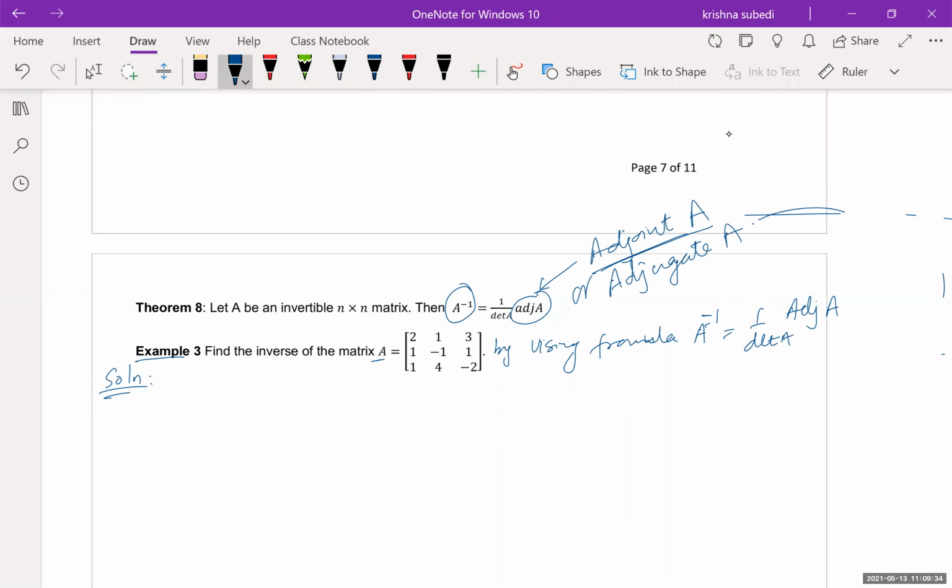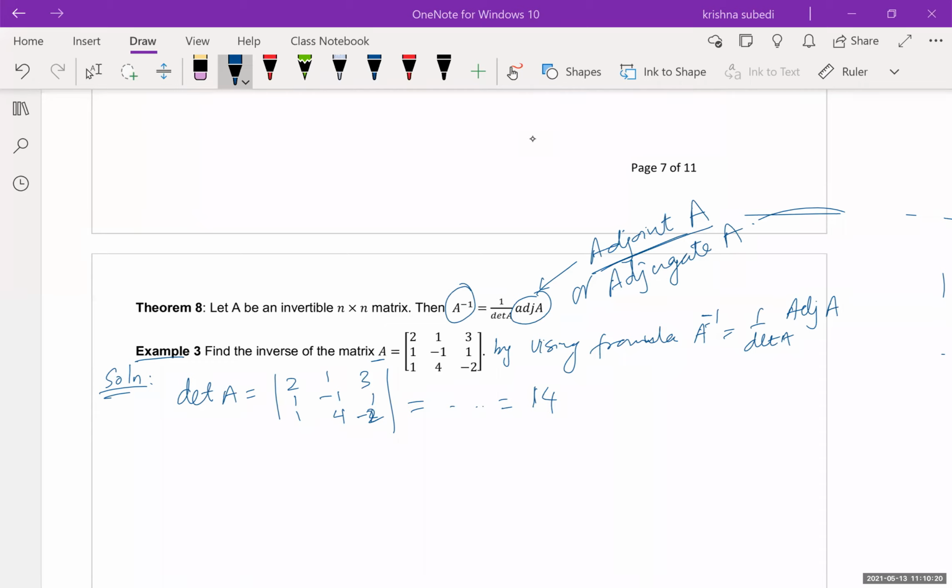So the determinant of A is the determinant of 2, 1, 1, 1, negative 1, 4, 3, 1, negative 2, equals, I trust that you can calculate this by yourself. I believe it will be, I think, 14. But I want you to verify that my answer is correct, okay? Now let us find the adjugate.